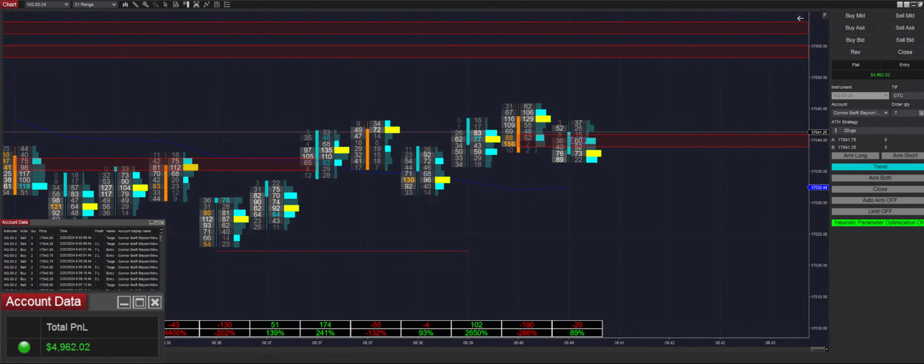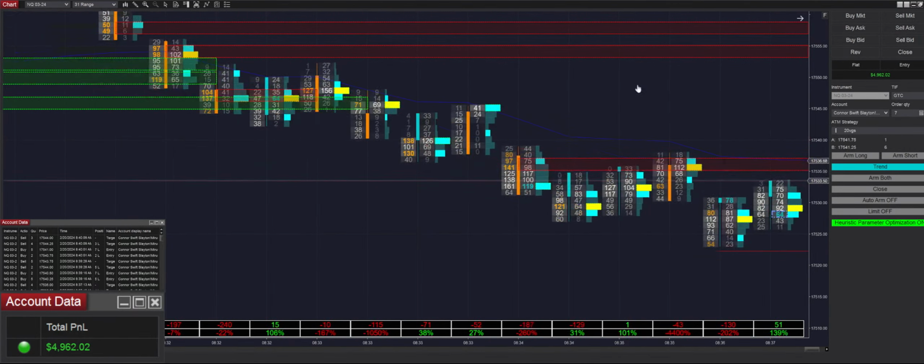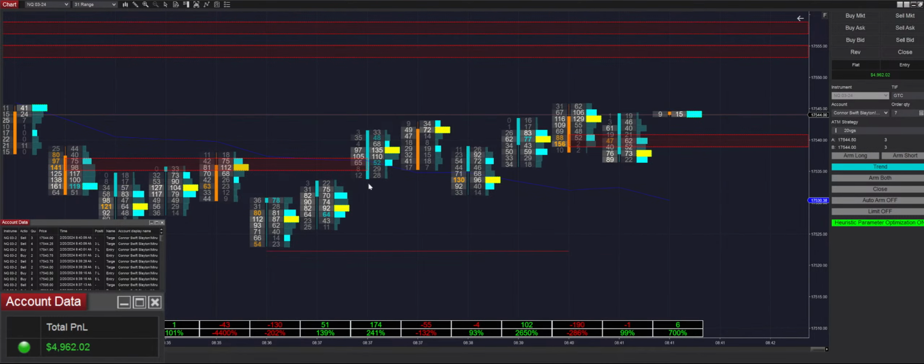And just to answer this last question, does this work best in ranging markets? I actually would say it does, just because the market is ranging most of the time, and it's a pretty clear indicator of when you should be in regression mode.